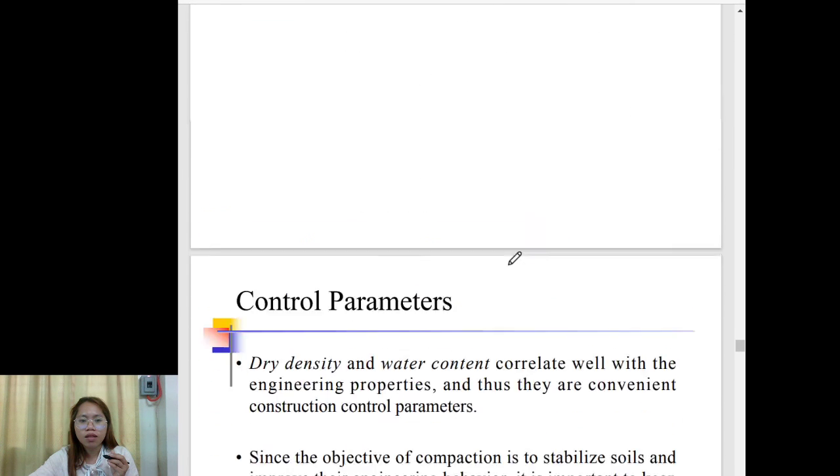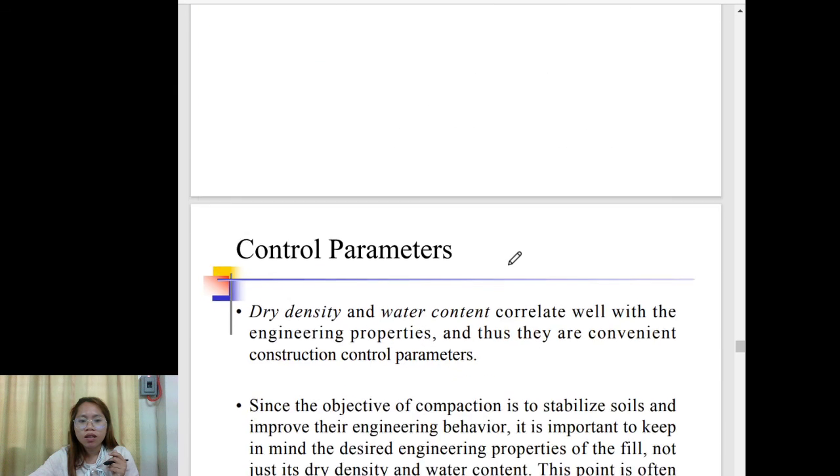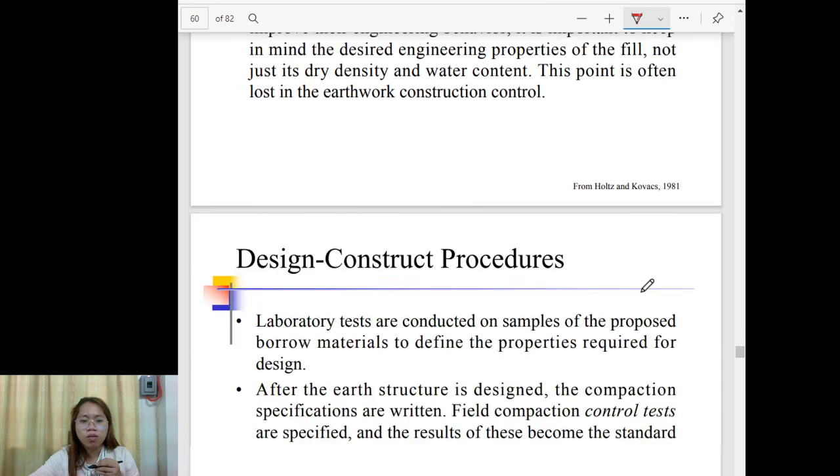Then for the field compaction control and specifications: the control parameters, dry density and water content, correlate well with the engineering properties, and thus they are convenient construction control parameters. Since the objective of compaction is to stabilize soils and improve their engineering behavior, it is important to keep in mind the desired engineering properties of the fill, not just its dry density and water content. This point is often lost in earthwork construction control.